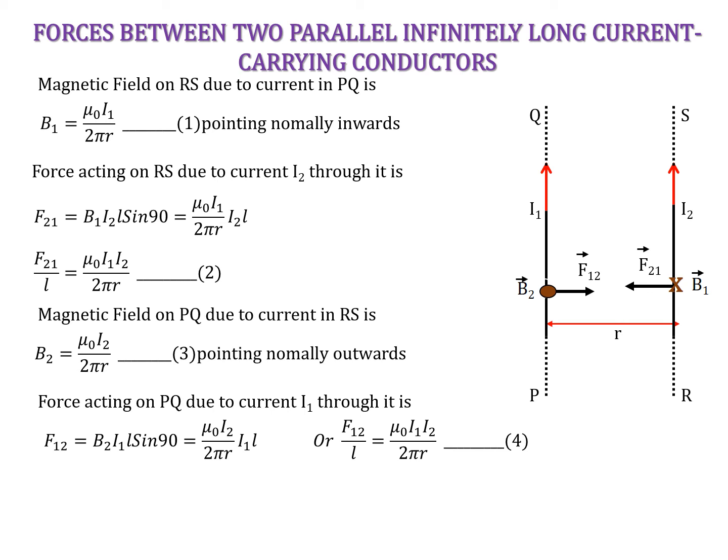So we can see from equation 2 and 4, the force per unit length on the two conductors is same. The magnitude of force acting on the two conductors is same, that is mu naught I1 I2 upon 2 pi R. Of course, the vectors are in opposite direction. If we write vectorially, we can say F12 is equal to minus of F21.